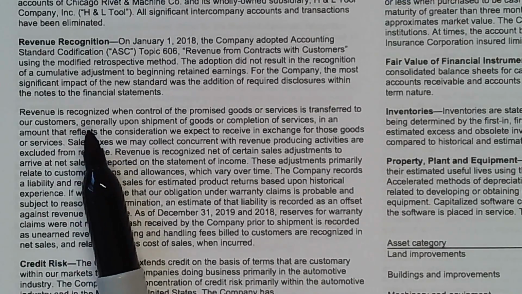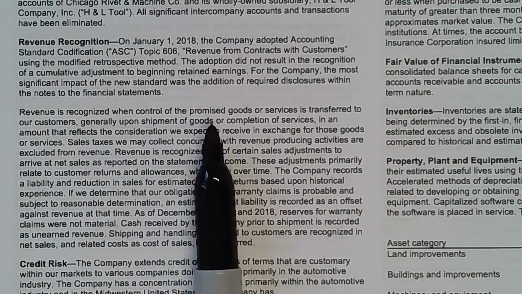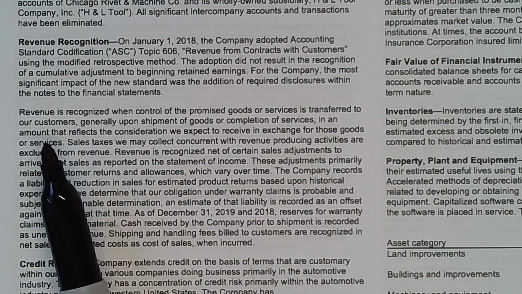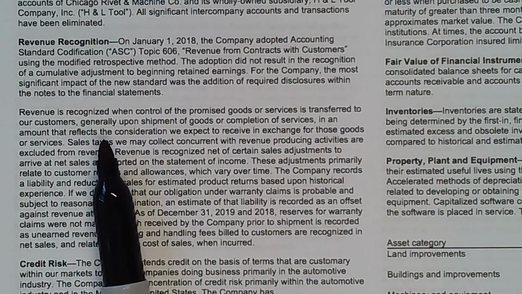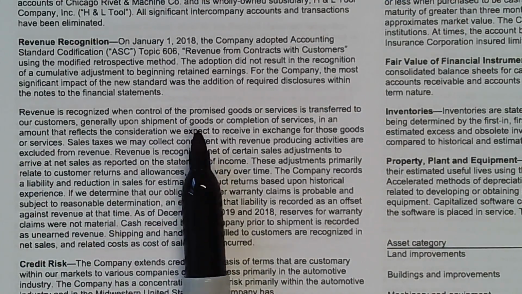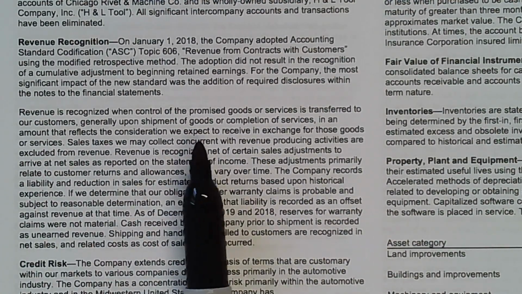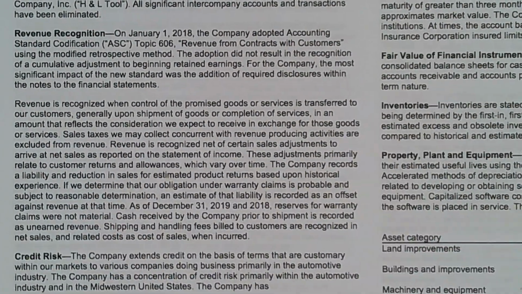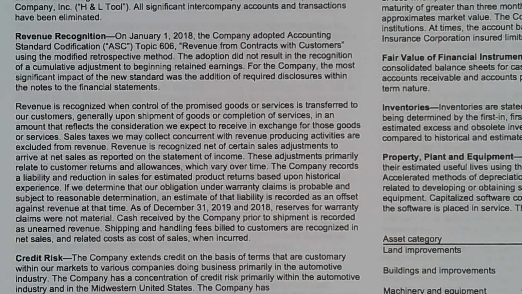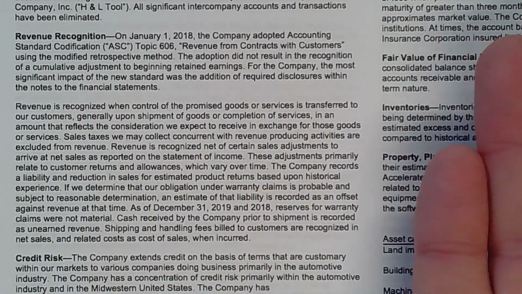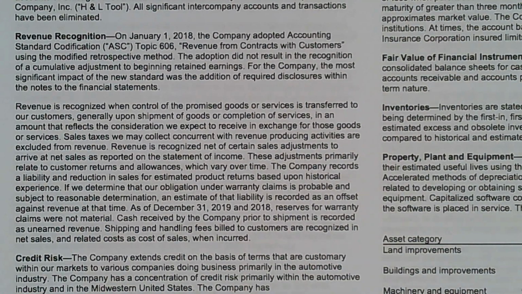Revenue is recognized when the control of the promised goods or services is transferred to the customers, generally upon shipment of the goods and completion of services, in an amount that reflects the consideration we expect to receive in exchange for those goods or services. So what that is saying is the customer has to get their stuff, and the risk of loss now needs to pass from this company, Chicago Rivet, to their customer. That's when they can recognize revenue.